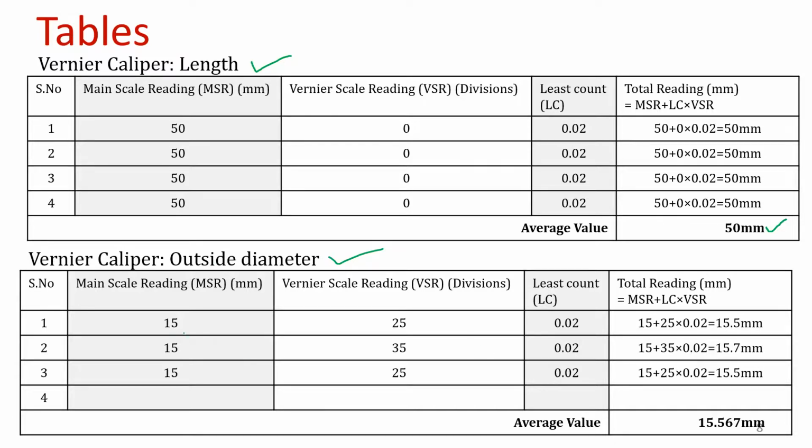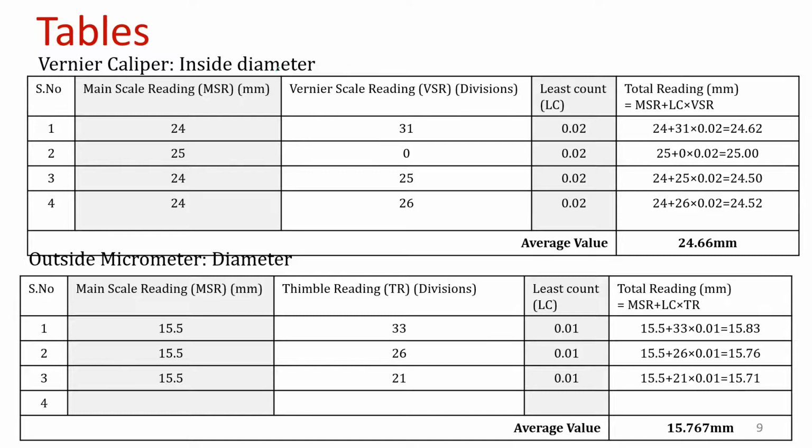So what are the readings? The main scale reading is 15, and the vernier scale readings are 25, 35 and 25 divisions. And the least count, right? 0.02. Then we substitute here and calculate the outside diameters at different locations along the length of the workpiece. The average value we obtained is 15.567 mm.